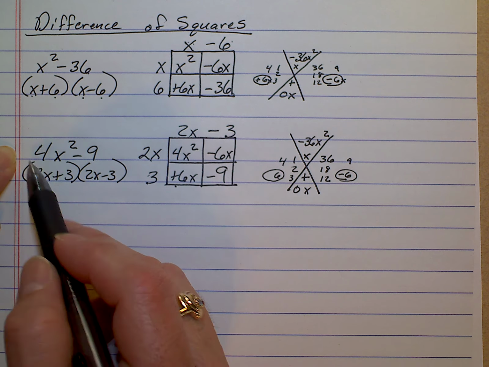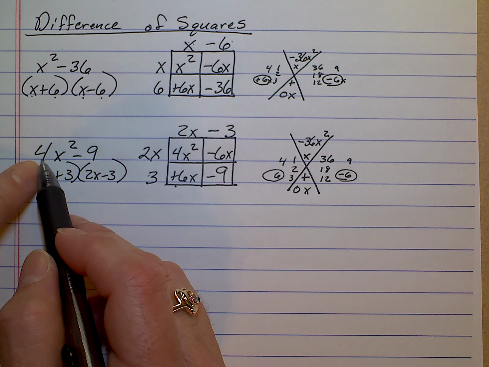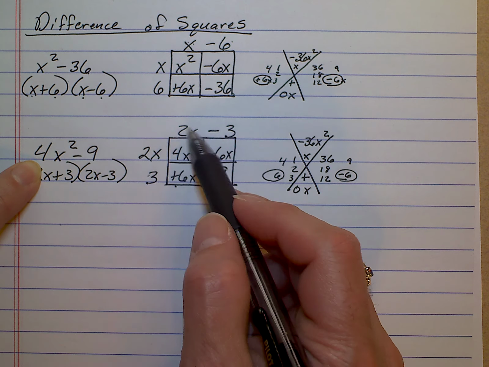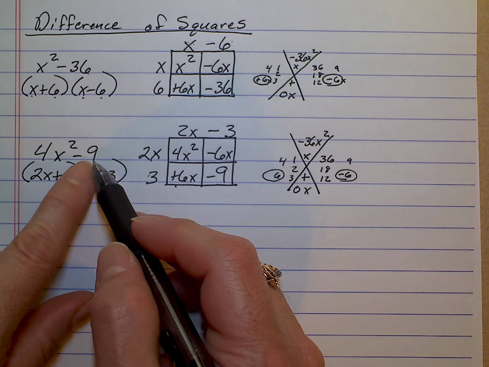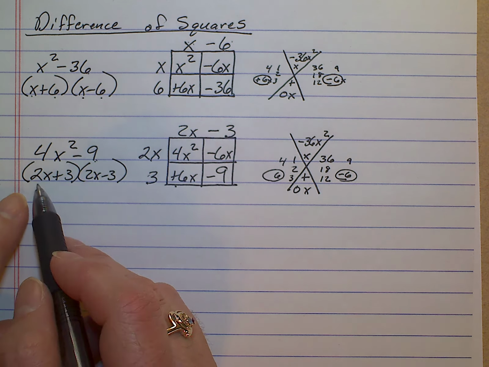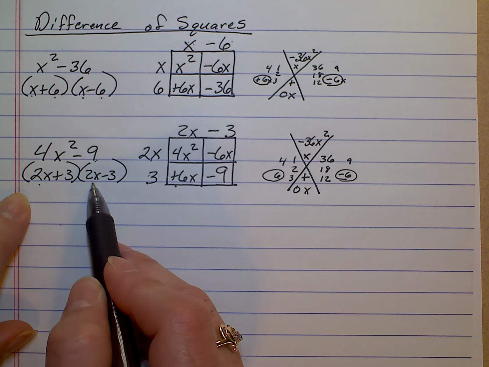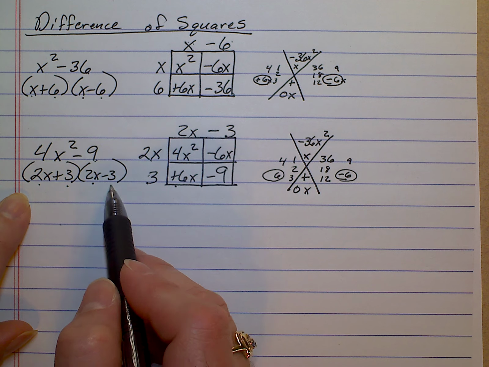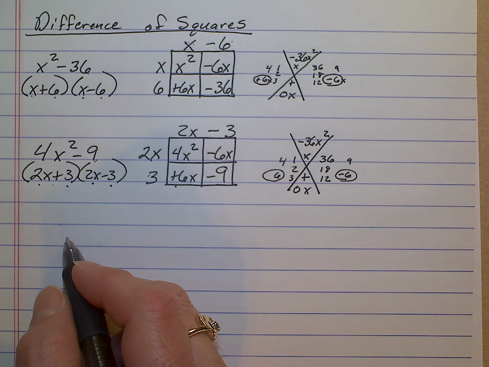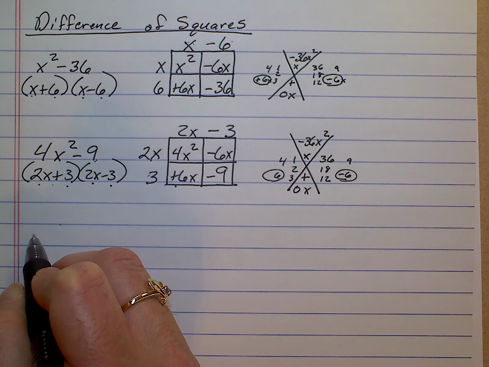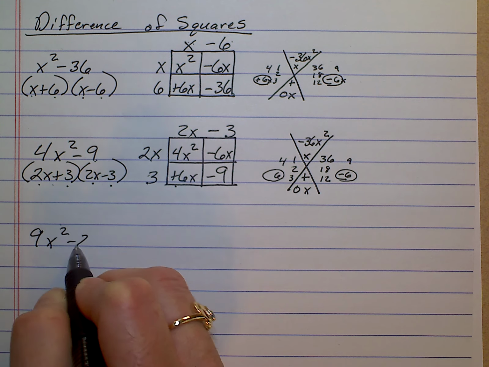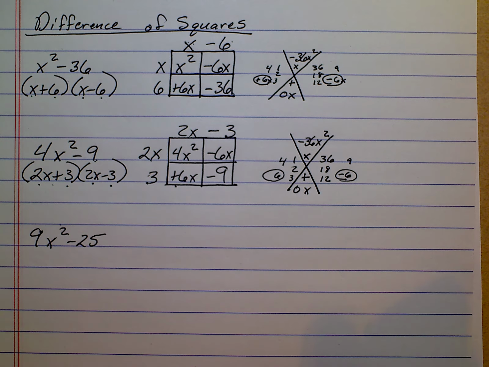4x squared is a perfect square because it's 2x times 2x. See, we saw it over here, right? And 9 is a perfect square because it's 3 times 3. Looky here, 2x times 2x, 3 times 3, a plus and a minus, we have a pattern. So here's my question to you. If I told you to do 9x squared minus 25, I want you to factor that.